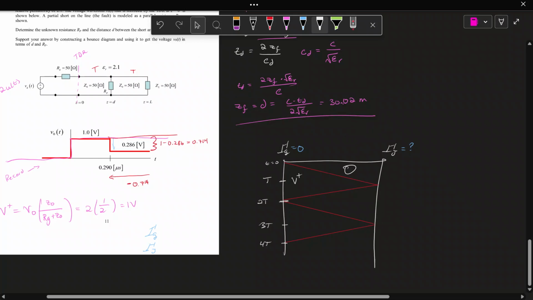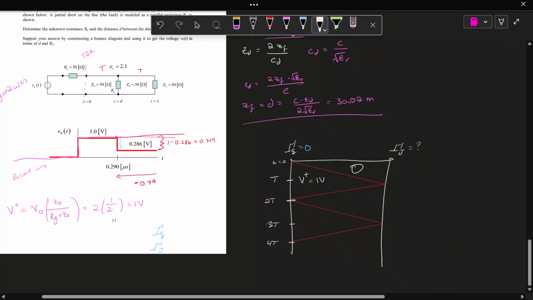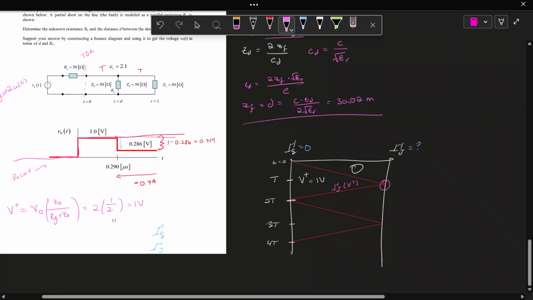We know it's going to be V plus. Now, what was V plus? This is 1 volt. Okay, well, what about this value here? If you remember from when we first went over bounce diagrams in Notes 8, the value on the line was your gamma L, or in our case gamma J, times V plus, because once it bounces off the wall, we have to multiply by the gamma J.